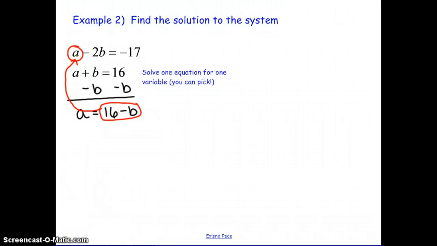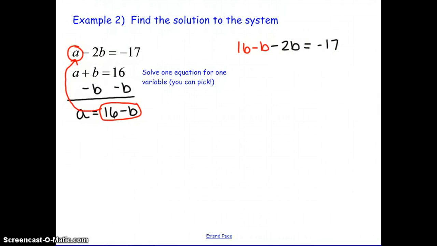So now that we have one of the equations solved for one variable, we can proceed as usual to make our substitution. I'm going to go to my first equation, a minus 2b equals negative 17. I'm going to substitute, just like I said I would, the 16 minus b in. So instead of a, I'm going to write 16 minus b, and then subtract 2b and get negative 17. So this is my new equation after substitution.